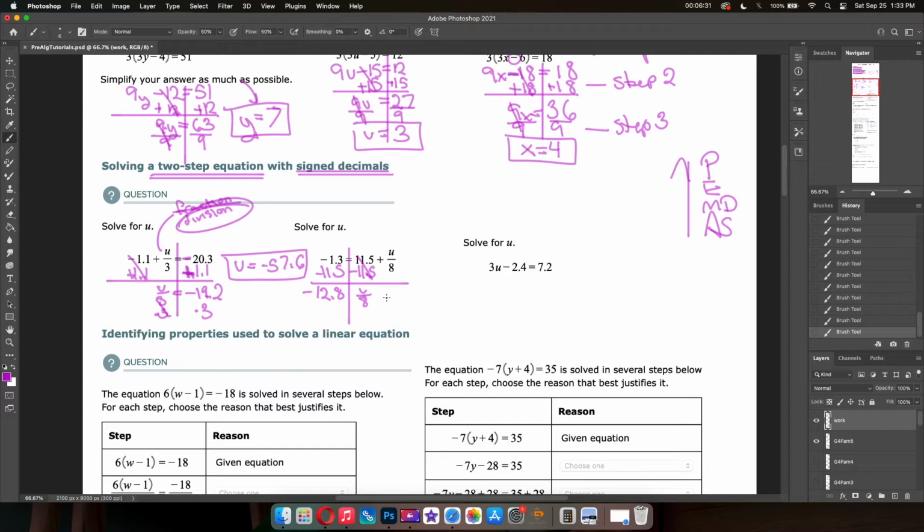And now we undo the division. So we're going to undo the division with multiplication. Times 8. Let's see if I can do that in my head. That's going to be 96, which becomes 324. Or no, there's a decimal there. So negative 32.4. Maybe. No, that doesn't sound right.